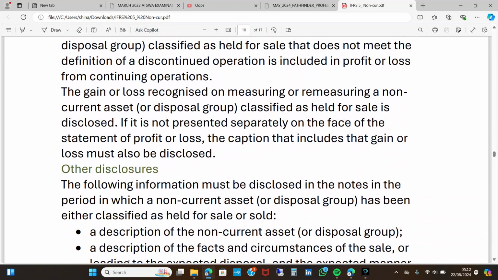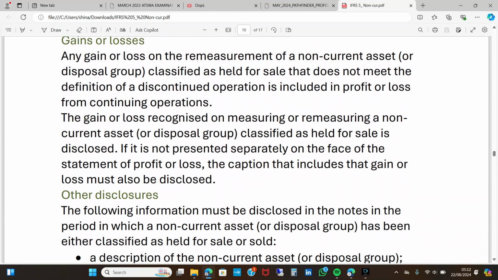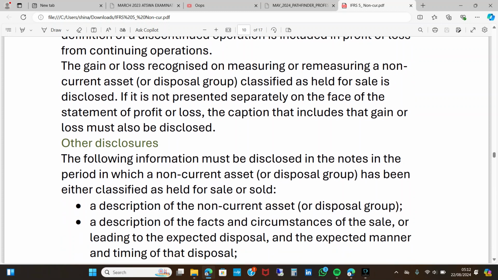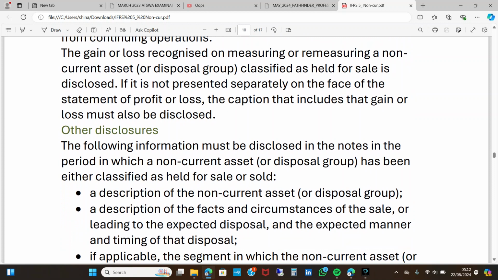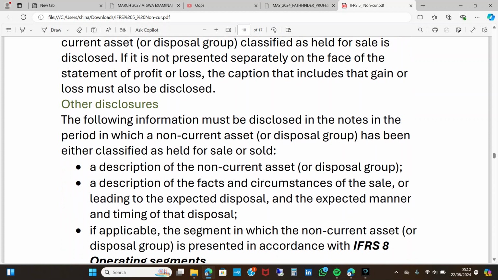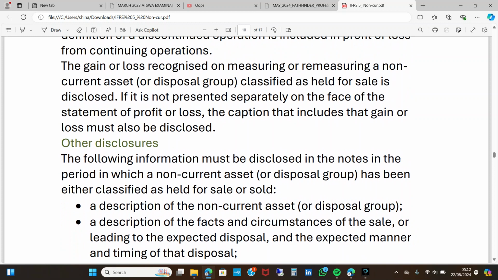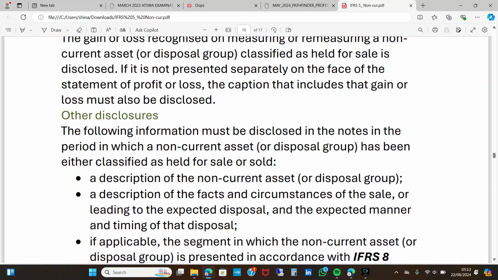Let's look at gains or losses. It says now, any gain or loss on the measurement of a non-current asset or disposal group classified as held for sale that does not meet the definition of a discontinued operation is included in profit or loss from continuing operations. The gain or loss recognized on measuring or remeasuring a non-current asset or disposal group classified as held for sale is disclosed. If it is not presented separately on the face of the statement of profit or loss, the caption that includes that gain or loss must also be what? Disclosed. That's very simple. It's explaining the fact that for our gain or loss that we recognize on non-current assets held for sale, we must what? Disclose it in our what? Statement of profit or loss. Okay. All right. Now, what are the other disclosures?